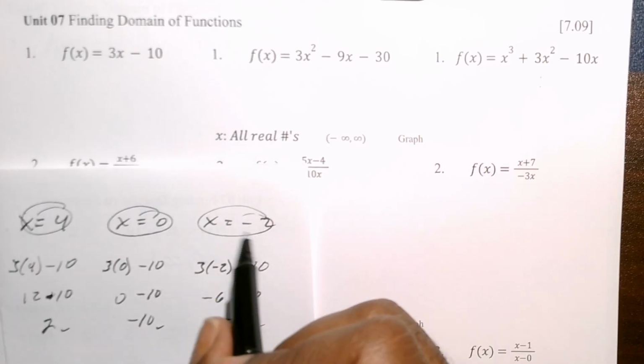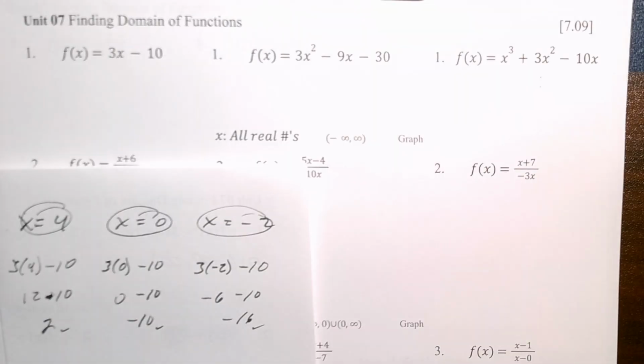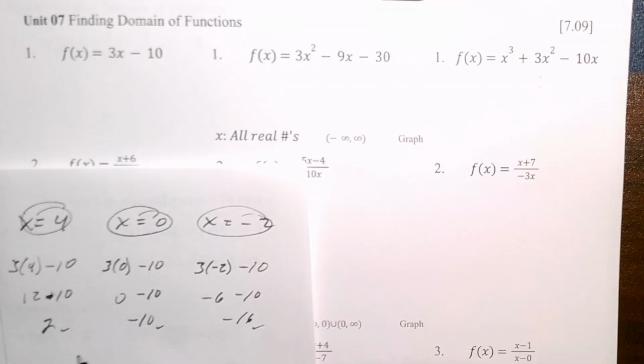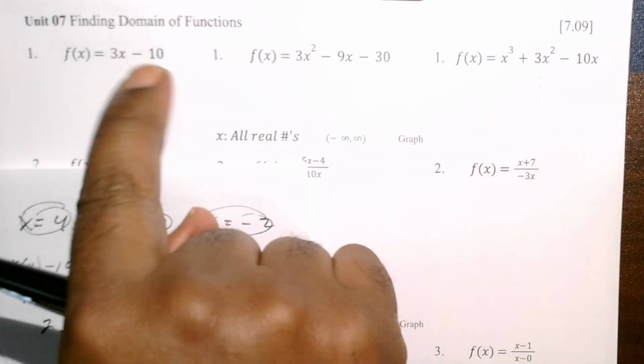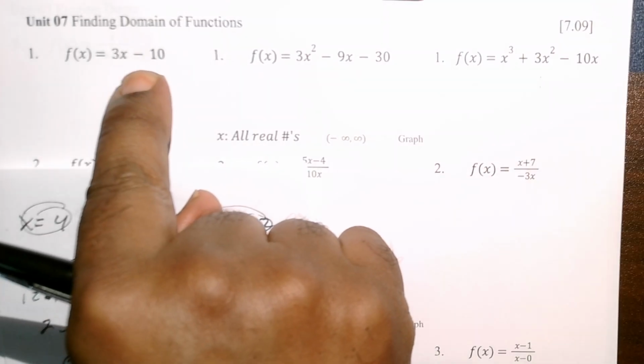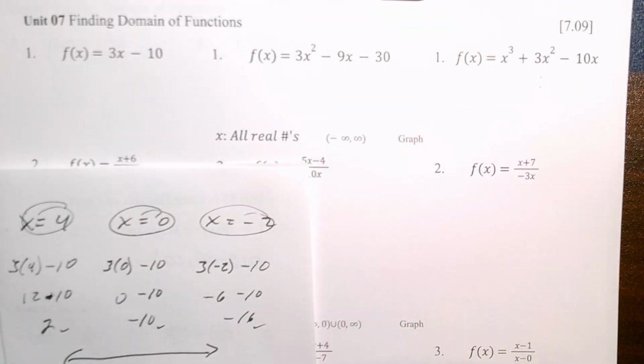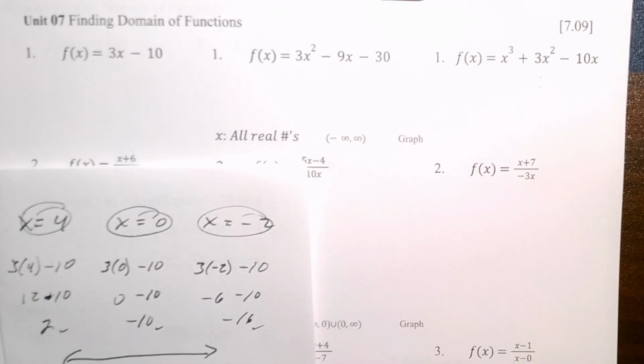So negative 2 works too. Basically, we see that positive numbers, 0 and negative numbers seem to work with this particular equation. What we're saying is basically any number on the number line can work in this particular equation as an input number. The way that we express any number that can be used is we say negative infinity to positive infinity, which means all real numbers.